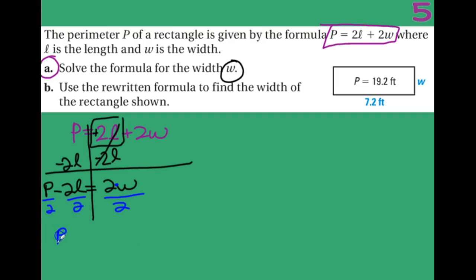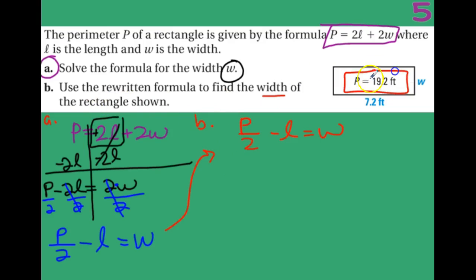So we have P over 2 minus 2 over 2 is just 1L, or just L, equals W. This was all part A. Now we're going to do part B. Use the rewritten formula. Okay, I'm going to rewrite it. P over 2 minus L equals W. To find the width, find W of the rectangle shown.